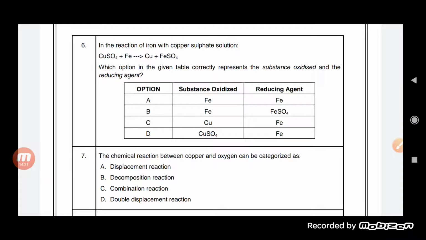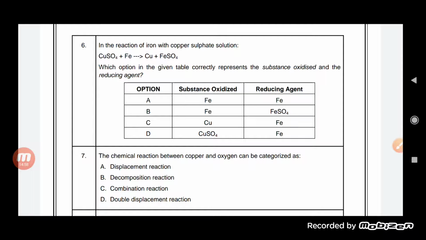In the reaction of iron with the copper sulfate solution, we have taken copper sulfate and iron, and copper is displaced, plus FeSO4 is formed. This is a kind of displacement reaction, students, in which the more reactive metal displaces the less reactive one, and this reaction also involves oxidation and reduction, a redox reaction. So which option in the given table correctly represents the substance oxidized and the reducing agent?